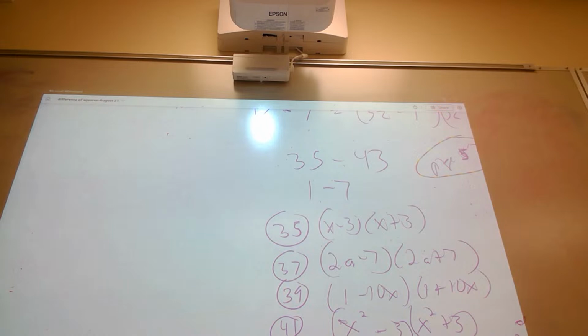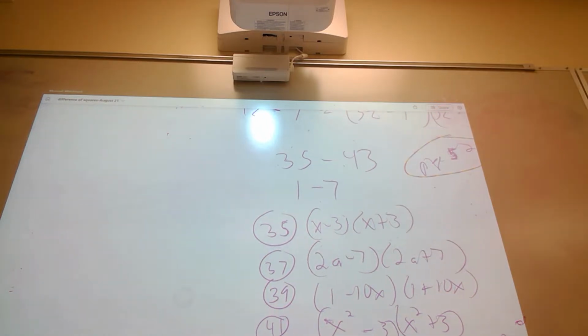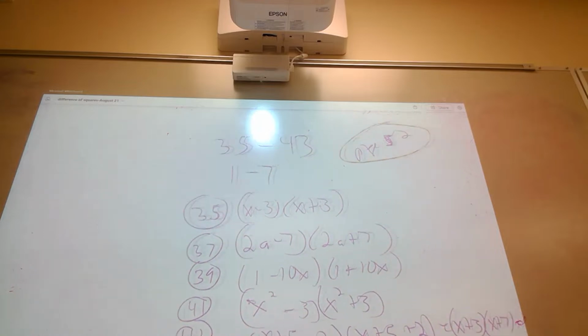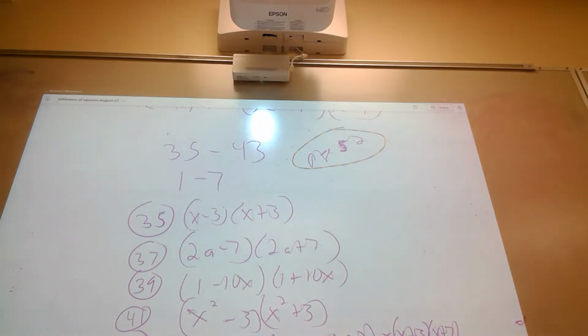And then after that, you go up to 1. So 5 minus 2 is 3. 5 plus 2 is 7. You get x plus 3 times x plus 7. Gosh, that's hard to read.